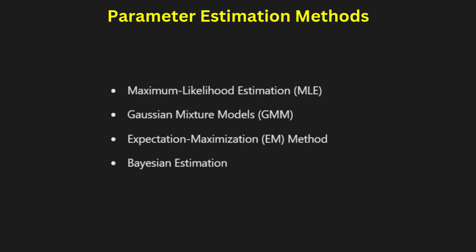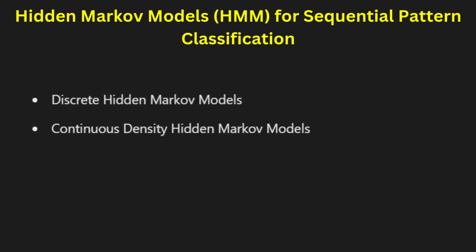Bayesian estimation goes a step further by incorporating prior knowledge into parameter estimation. These methods are crucial in speech recognition, biometric authentication, and NLP. Accurate parameter estimation improves the efficiency and reliability of classification models. Learning these techniques helps in building better machine learning models with higher accuracy.